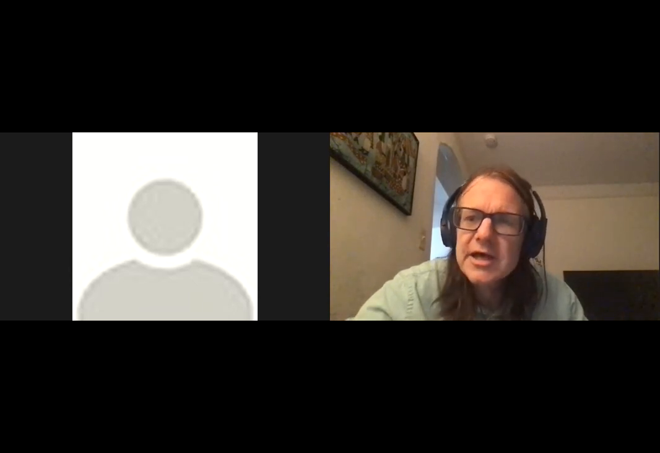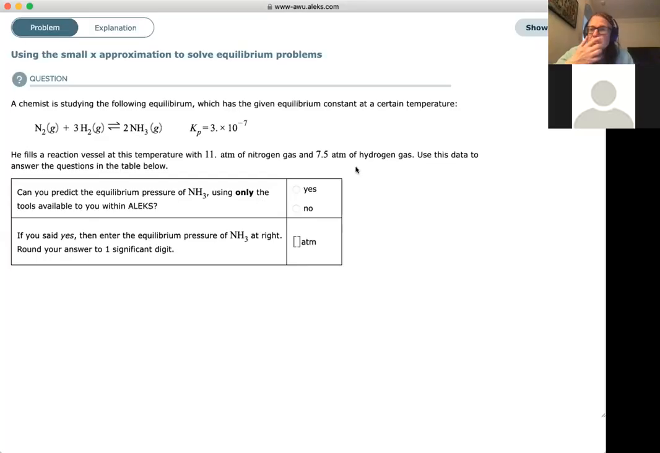I'm not exactly sure why it's in this section. It seems like we could put it in another section in the next one, but that's okay. We'll deal with it now. It's called the small X approximation to solve equilibrium problems. It's a cool problem, actually.